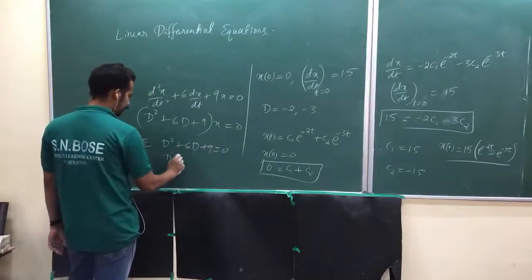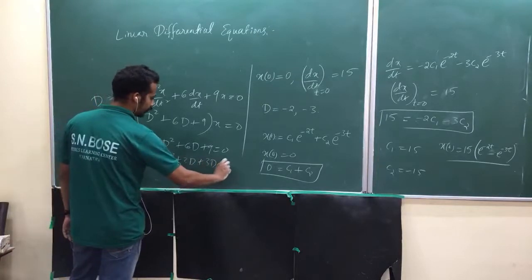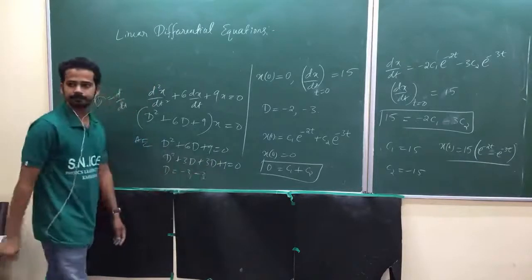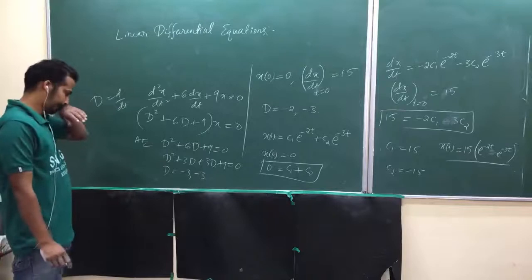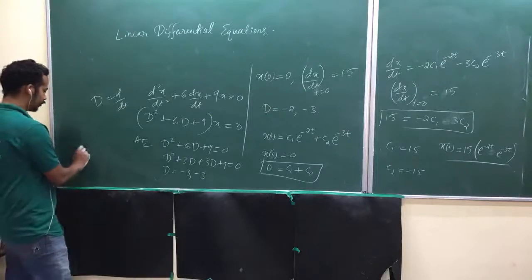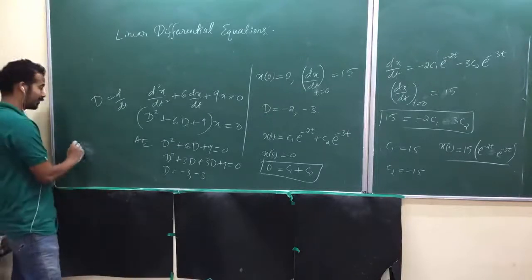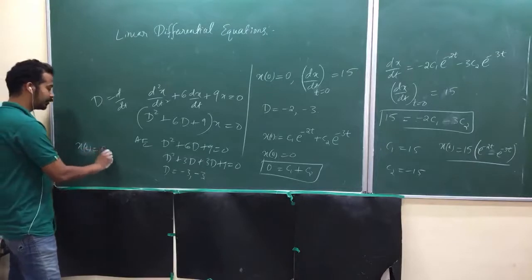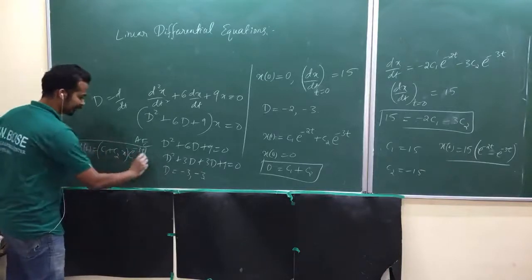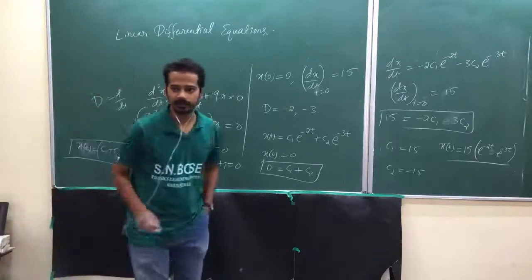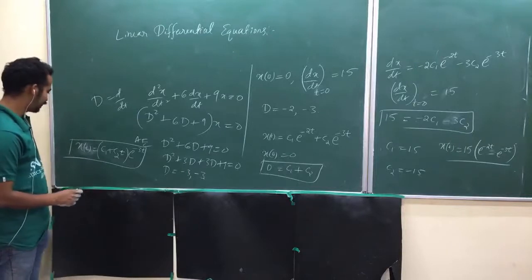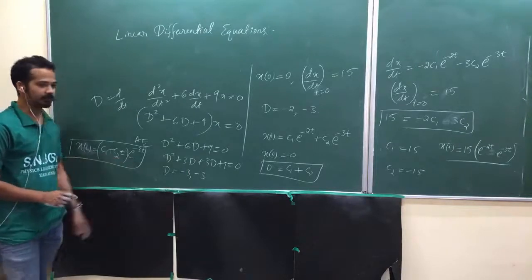(D + 3)(D + 3) = 0. Am I right? D is equal to minus 3, a repeated root, am I right? Repeated root. Now what is your solution? Not y, x as a function of t, that's equal to (C1 + C2 t) into e to the power minus 3t. Don't write x, write t again. C1 plus C2 t, into e power minus 3t.